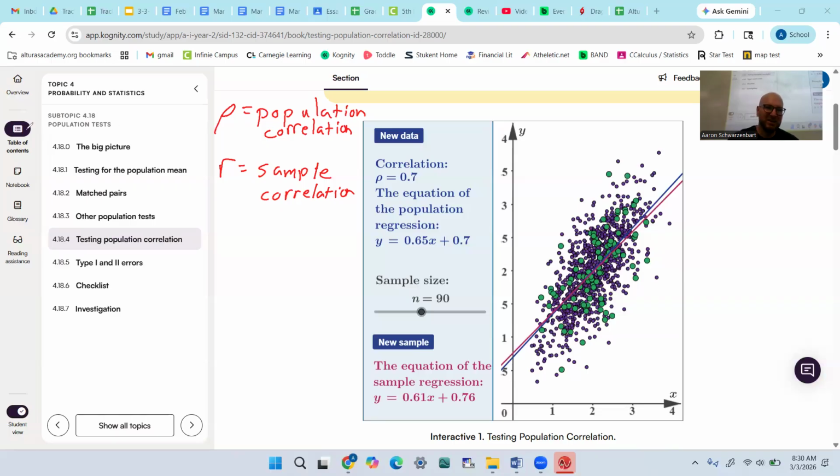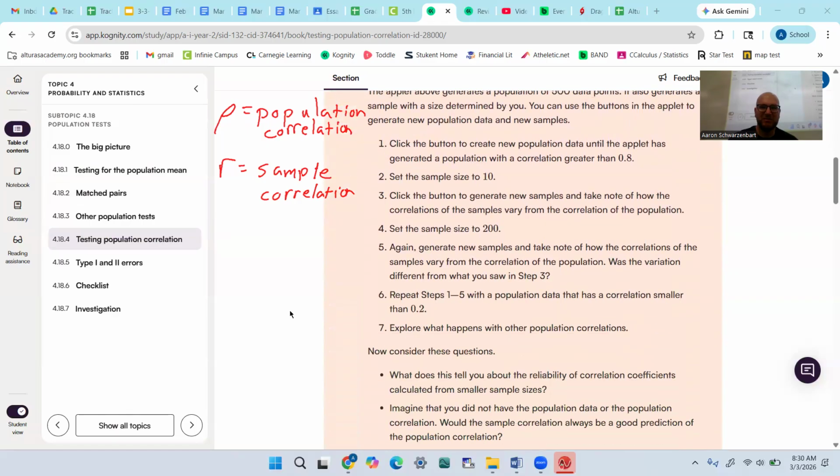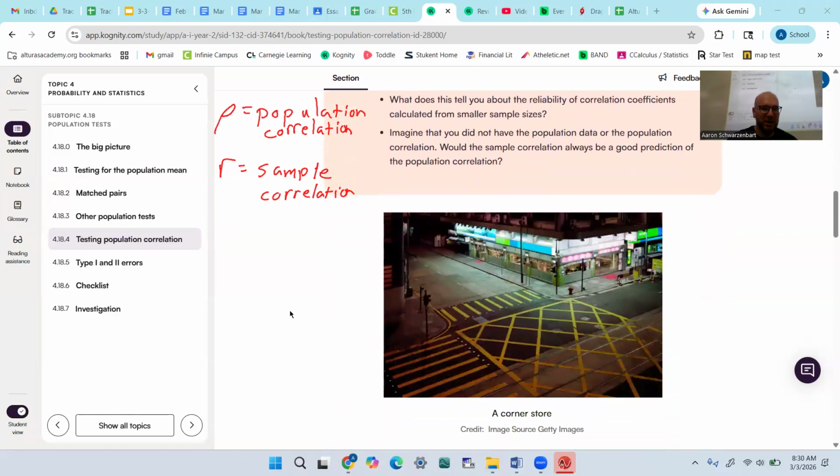So our tests run the same way. You can do a confidence interval on the rho. Calculating that by hand's a little messy, but the graphing calculator can do it all for us, which makes this not terribly difficult.